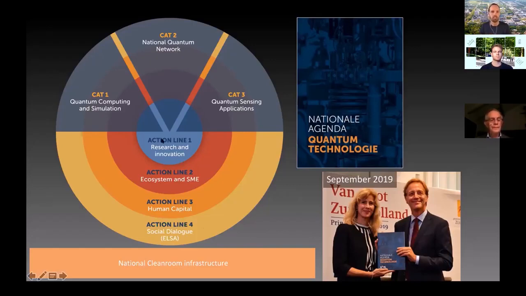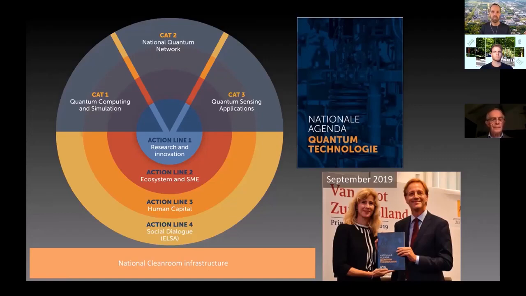So these are these 4 different action lines, and you see on top these little pie pieces. These are catalysis programs that actually push certain technology platforms. So there's one on computing, one on quantum networks or internet, and one on quantum sensors.